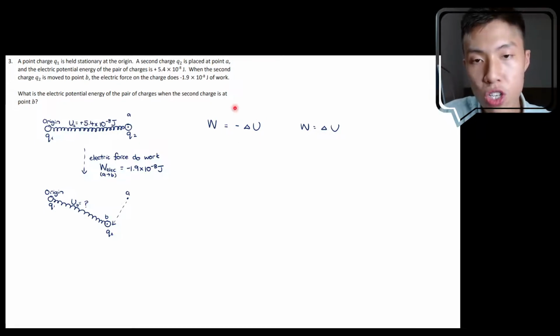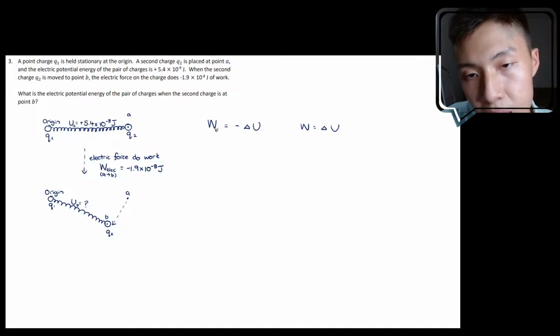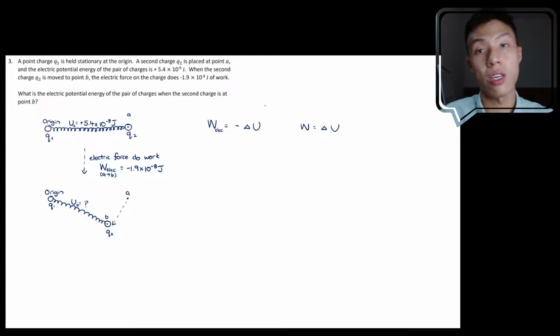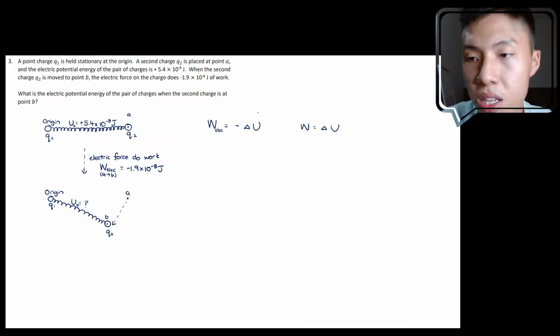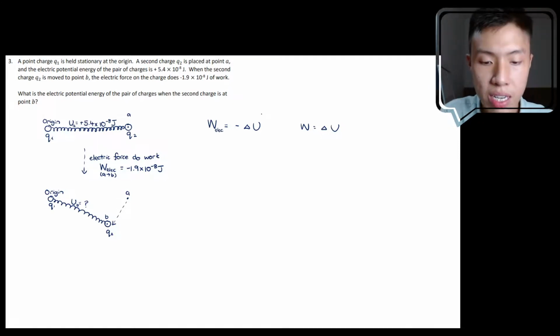If you see the equation work done equals negative delta U, it's work done by the electric force, or work done by the electric field, or work done by some kind of charges. In that case, work done by the electric force is equal to negative change of electric potential energy. Always remember, change is always final potential energy minus the initial potential energy.